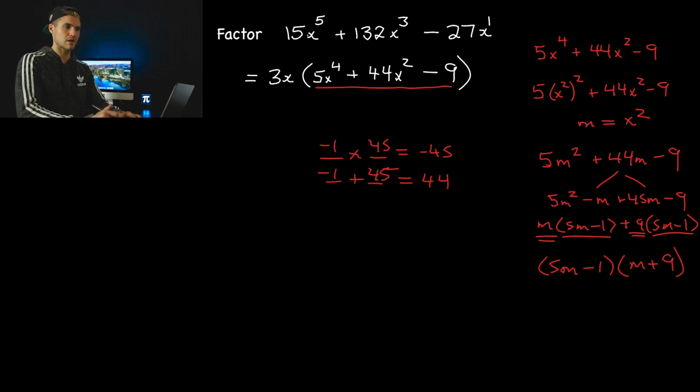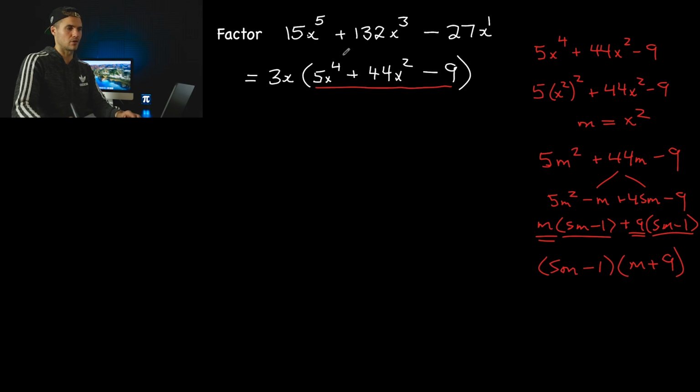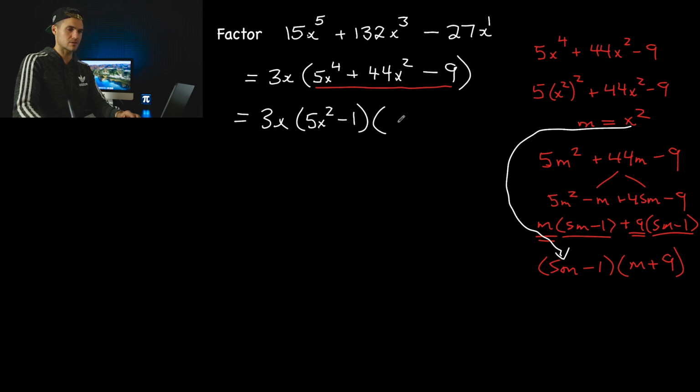However, we're not factoring in terms of m, right? So what we have to do with these factors now, let's actually go back to our main work here. So we got the 3x we still factored out. This 5m minus 1, instead of writing m, we're going to write the x squared, right? We're going to bring back that x squared. So this is going to be 5x squared minus 1. And then this is going to be x squared plus 9, like that, if we plug in the x squared for that m. And then from here, this can't factor really any further, the x squared plus 9.